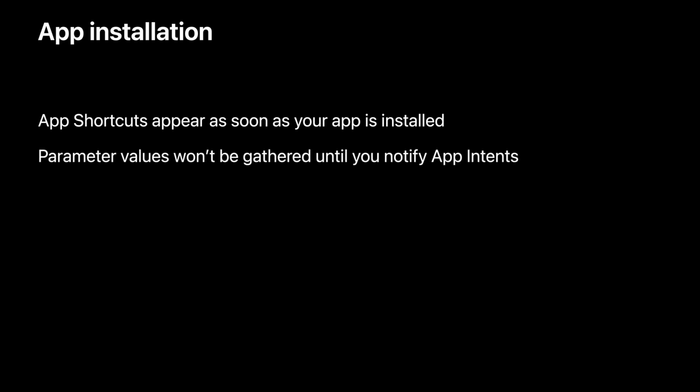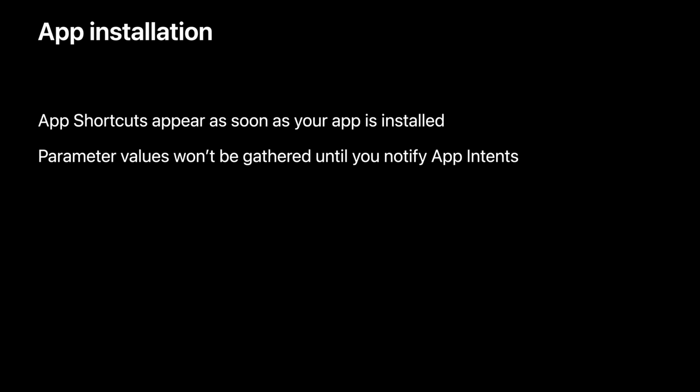Second, parameterized phrases for your app shortcuts won't be available until your app has been launched and notified the App Intents framework that you have new parameter values. If your app shortcut doesn't contain any non-parameterized phrases, the user won't see your app shortcut at all until they first launch your app. You may consider adding a few non-parameterized phrases to avoid this issue.